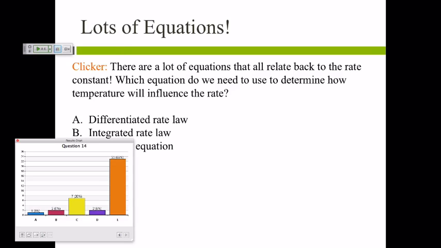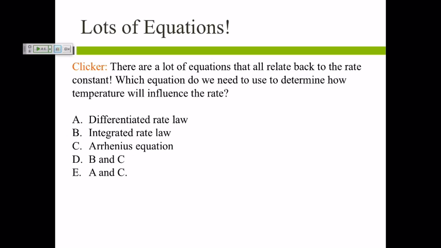So that means that this is only C. How could you argue for E? Javante? Because if you're using the Arrhenius equation, it's giving you k, and then k is in the differentiated rate law, which would tell you how concentration and rate are related.